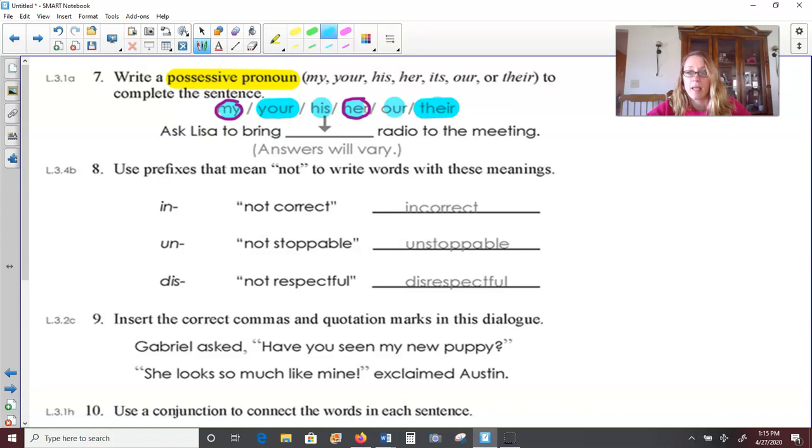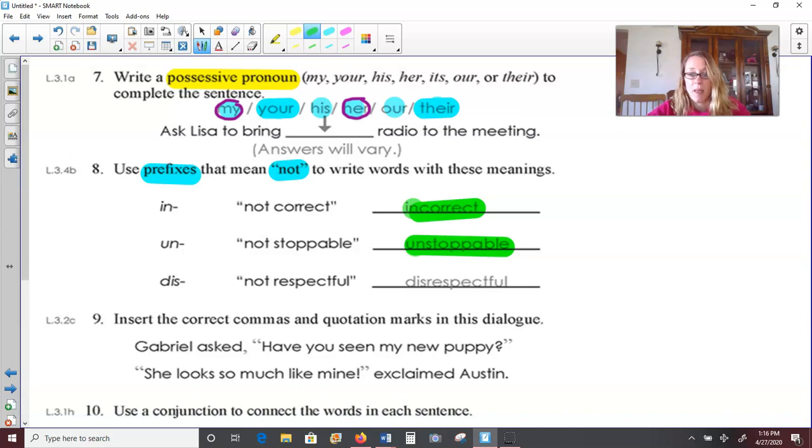Okay, on number 8, we need to use prefixes that mean not to create some new words. So if we wanted a word that means not correct, we could use the prefix in and say incorrect. If we wanted a word that means not stoppable, we could use the prefix un and say unstoppable.